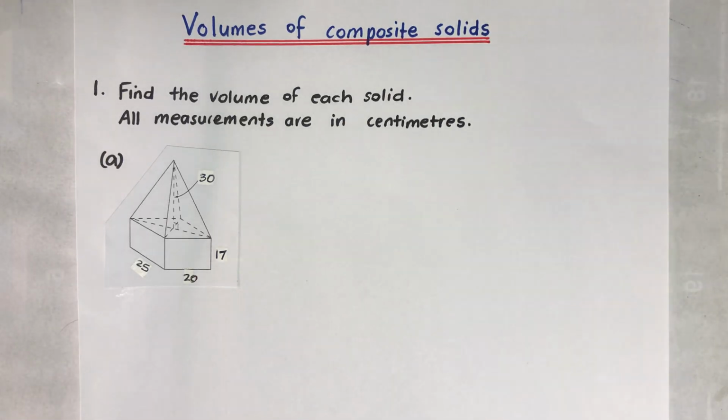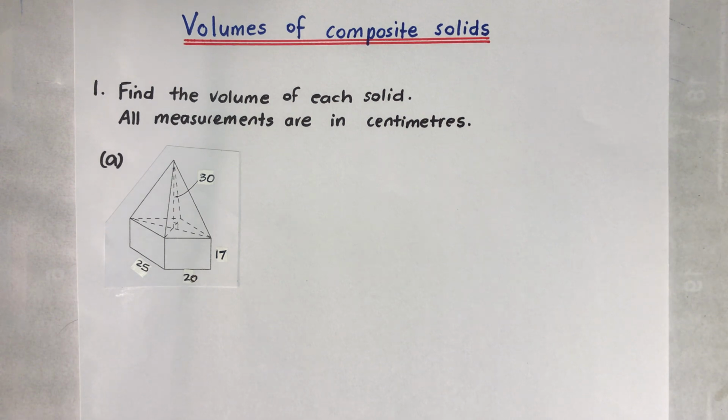Okay, volumes of composite solids. There'll be about 6 questions. So let's start. First question. Find the volume of each solid. All measurements are in centimeters.